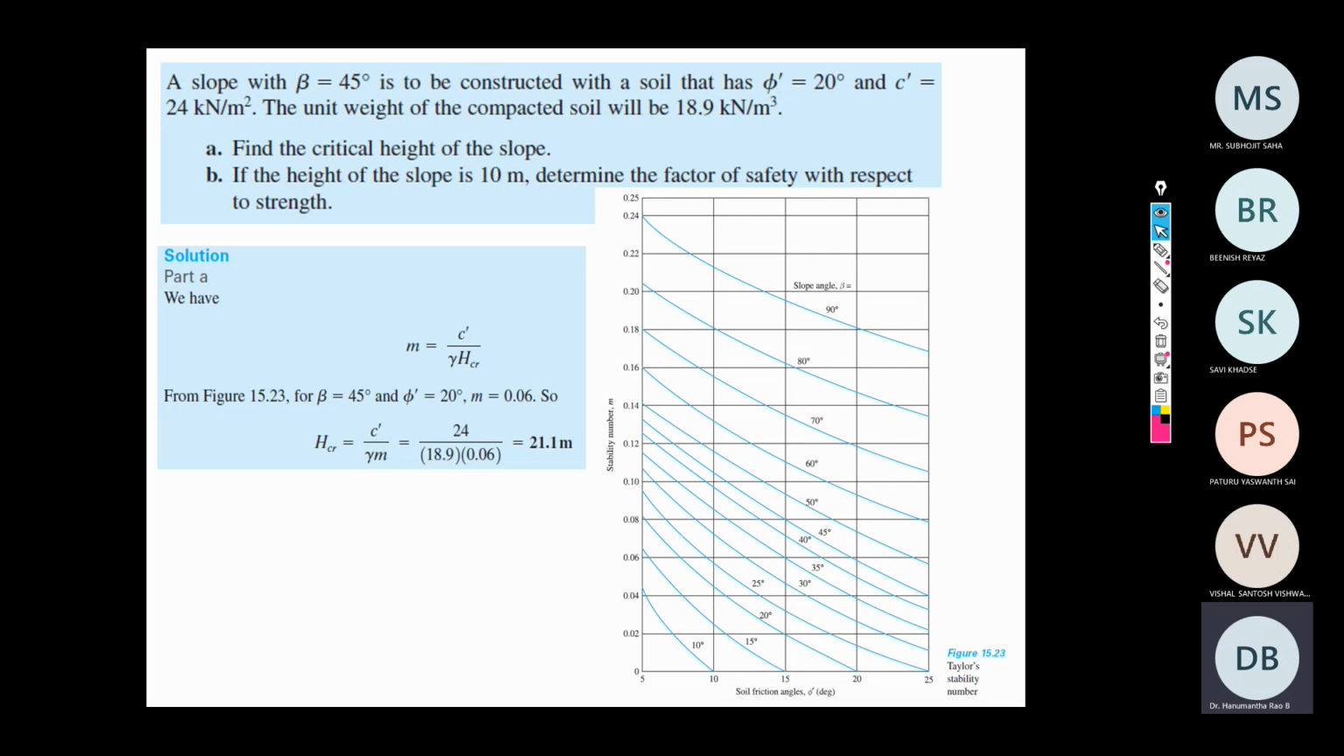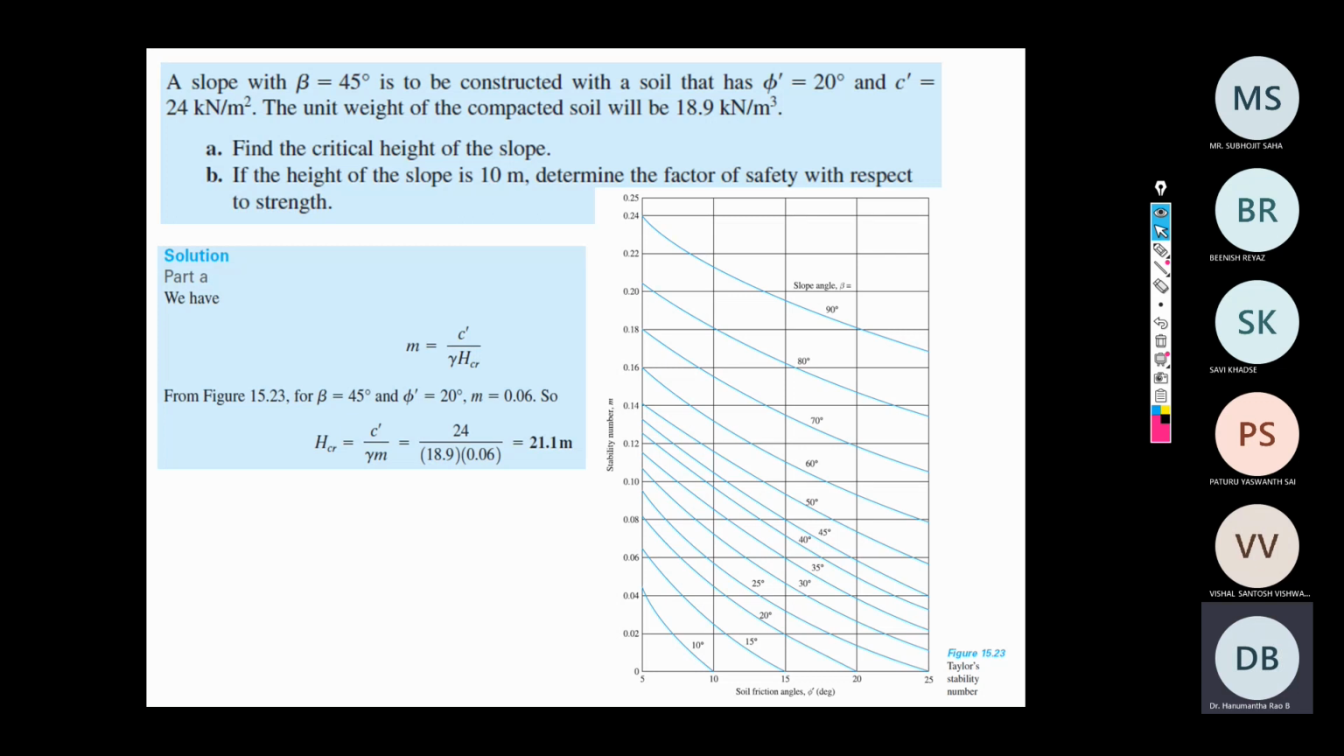Sir, I have a doubt regarding finding the stability number. When to use the graph, when to use the analytical formula? In previous sums, we had the beta value and phi value, and then we used the formula cos squared beta (tan beta minus tan phi). Here also beta value and phi value are mentioned. Can't we use the formula? You are getting confused.